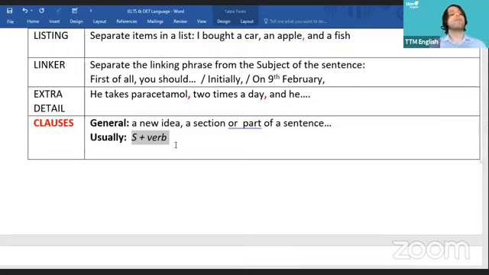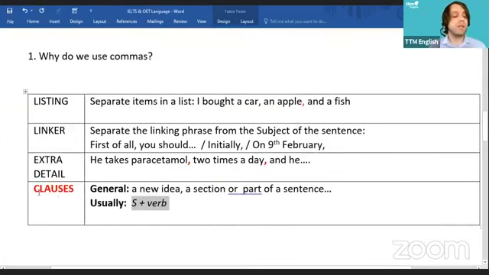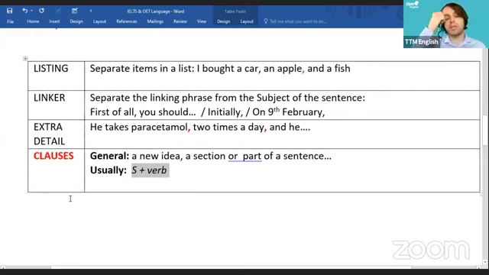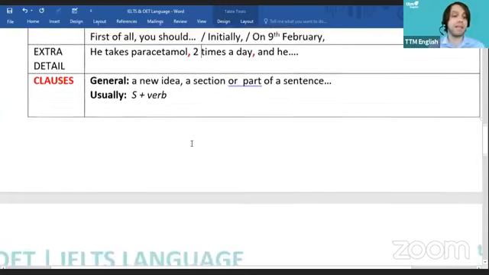Okay, so if we can understand why we use commas to separate clauses, we can start to feel very, very confident about using commas, okay? Listing, I don't think that's a big problem. Linkers, again, it's not that hard to master. Extra detail, it's just really for OET medicine giving and things like that, where you're just putting in a little bit like numbers. It's usually used for numbers and stuff, right? But this is the big one. This is the daddy, okay?